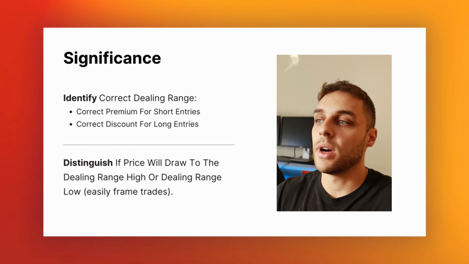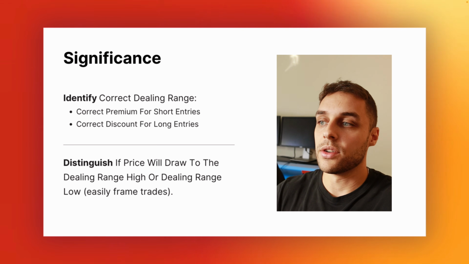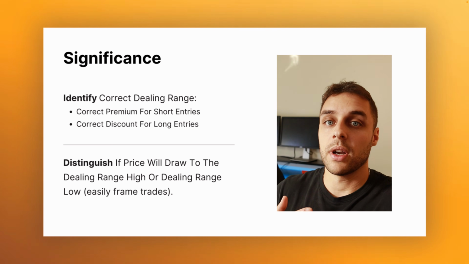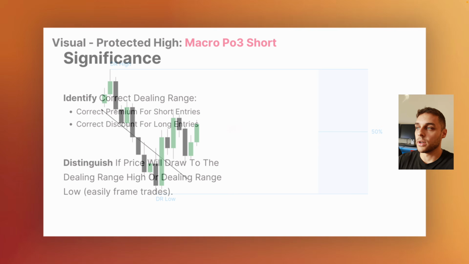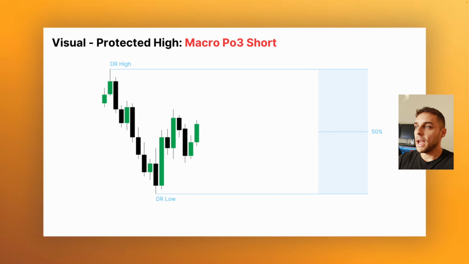So we need to be able to identify a clear draw on liquidity and understand not only where the dealing range is, but are we going to draw towards the dealing range high or the dealing range low? Okay, so let's paint this picture and go through this visual.